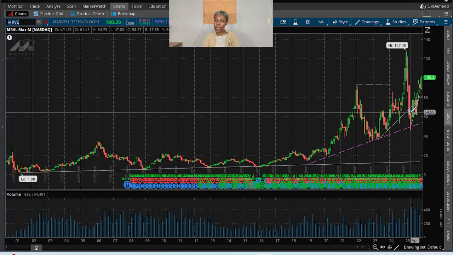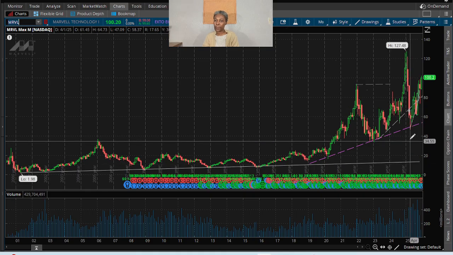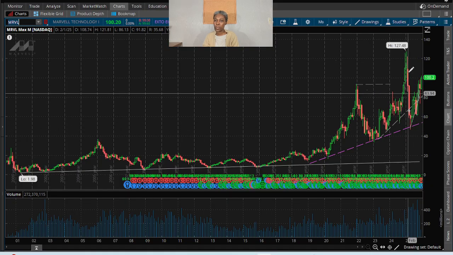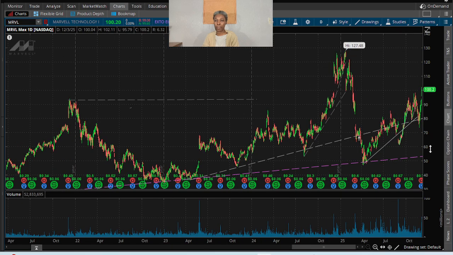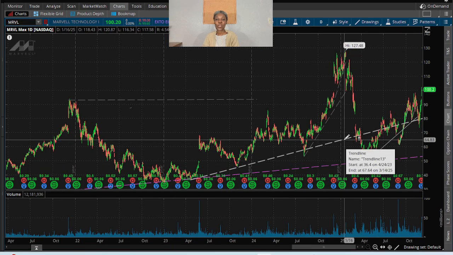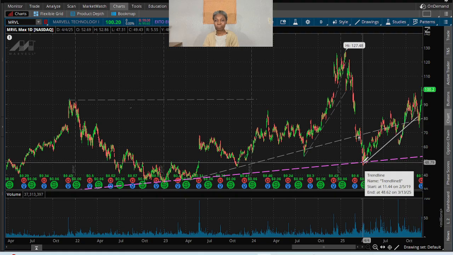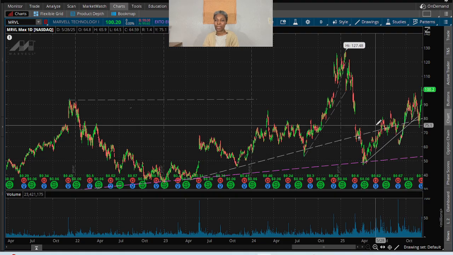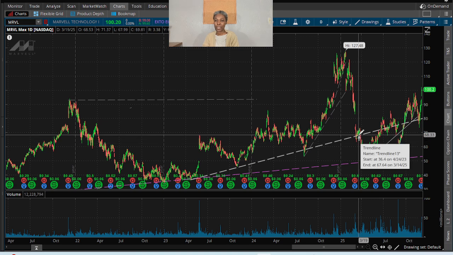We have an arrow here that shows that we purchased it and have not sold it yet, so we can take a look at it. We purchased it right around this valley line or support line. It pulled back to this one and started going up from there.